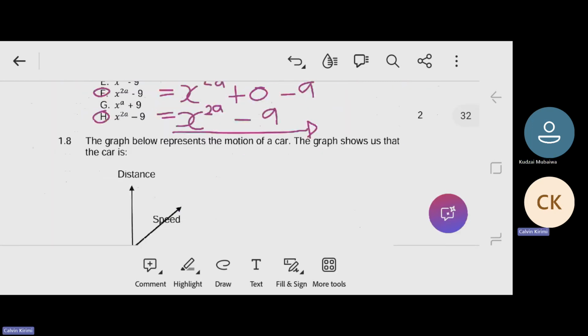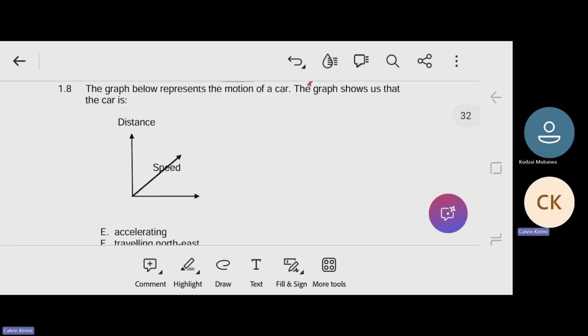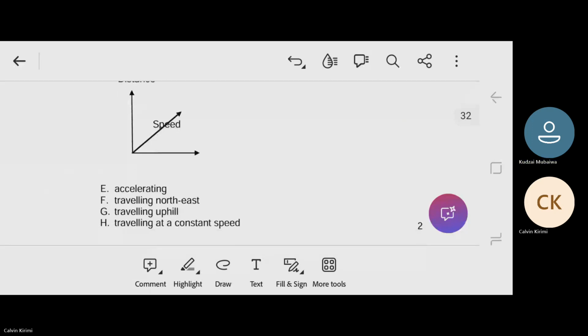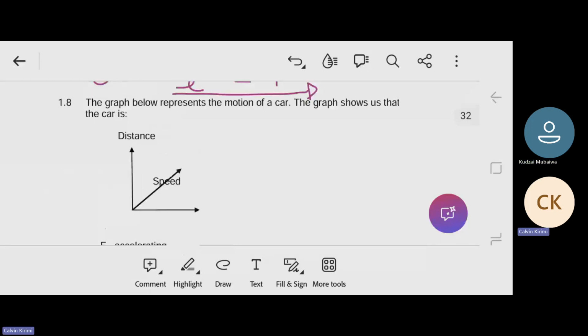So they are saying the graph below represents the motion of a car. The graph shows that the car is what? Distance and speed. So the car is what? Is it accelerating or is it decelerating? Referring to this question.